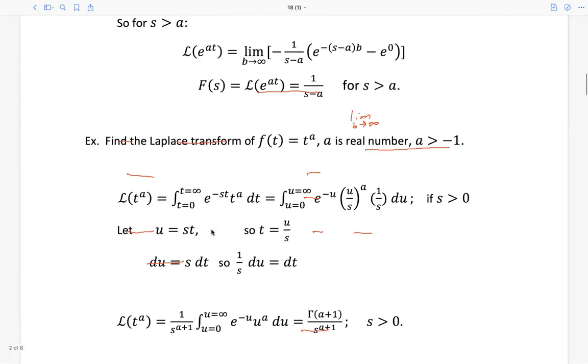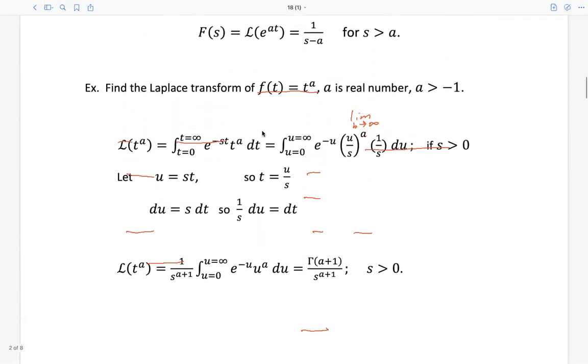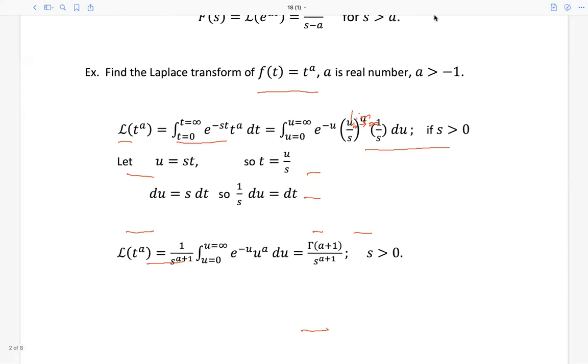Let's do one more. Let's do polynomials. So f of t is t to the a power, and we want a to be greater than negative 1. So we Laplace transform t to the a. We use the definition again. We have e to the negative st times t to the a.